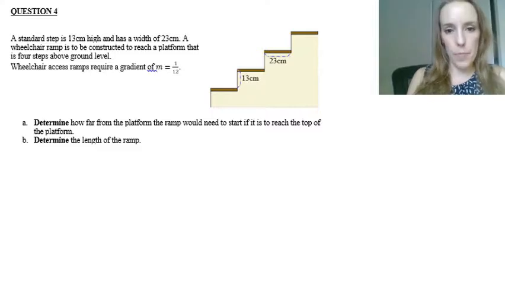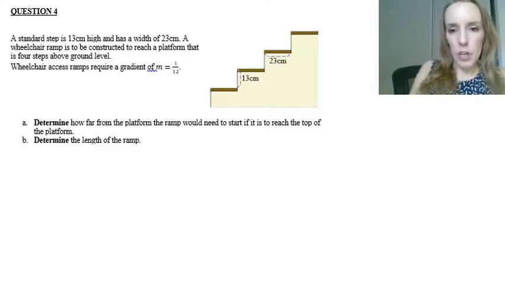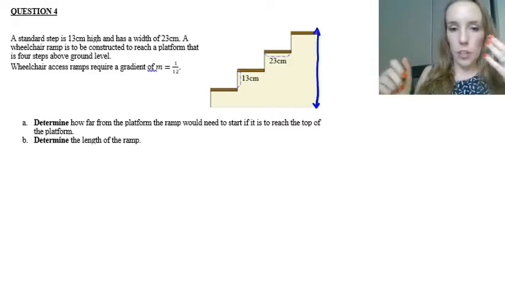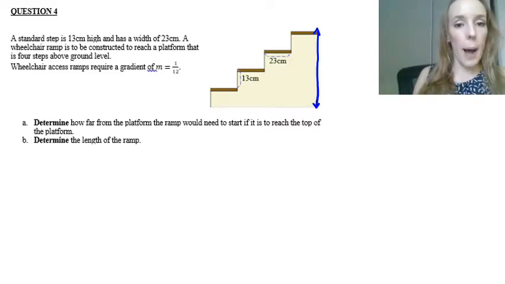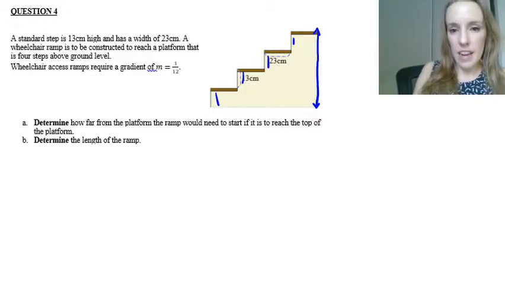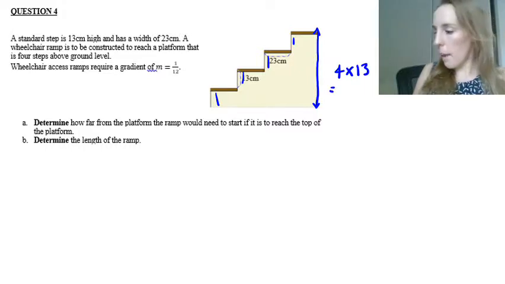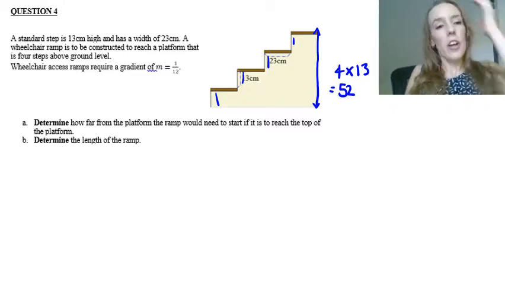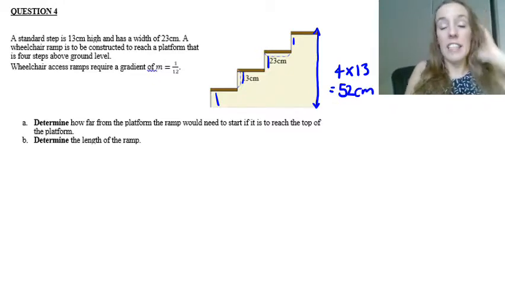Okay, so first we need to know how tall is the top of the platform. So we need to find out this value here. And that is obviously just going to be 4 times 13 because each of our steps is 13 centimeters high and we've got 4 of them. So the height here is 4 times 13 and that's 52. I shouldn't have had to put that into my calculator. So it's going to be 52 centimeters. So that's this value here.